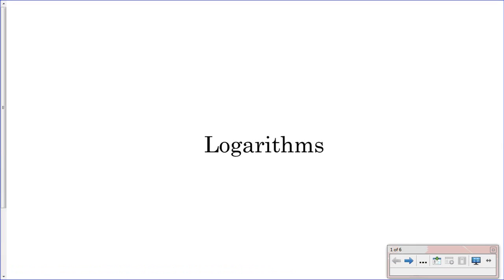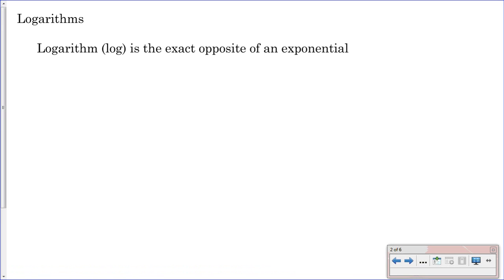Alright guys, this video is on logarithms. What is a logarithm, you ask? Well, a logarithm, or log for short, is the exact opposite of an exponential. And they are written in the form of log base A of B equals C. Now, when you see this word log, that means you're dealing with a logarithm.